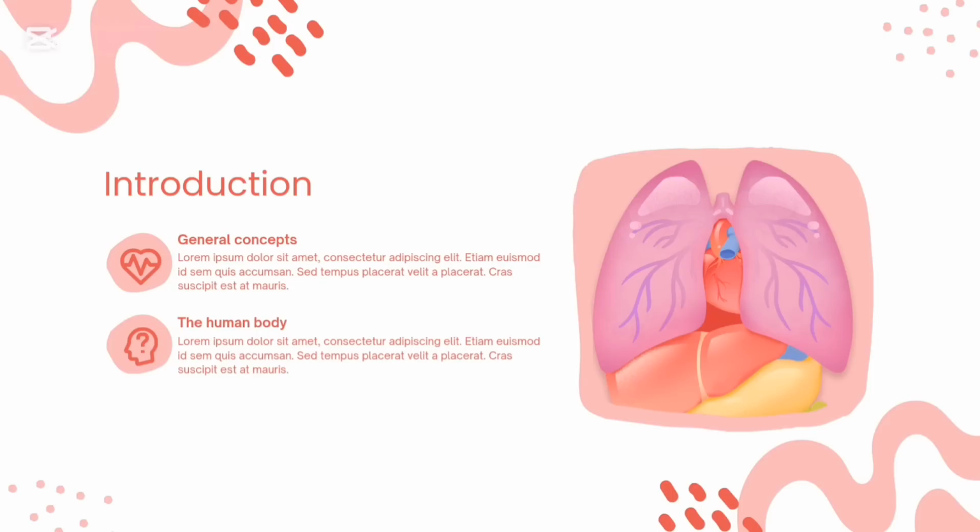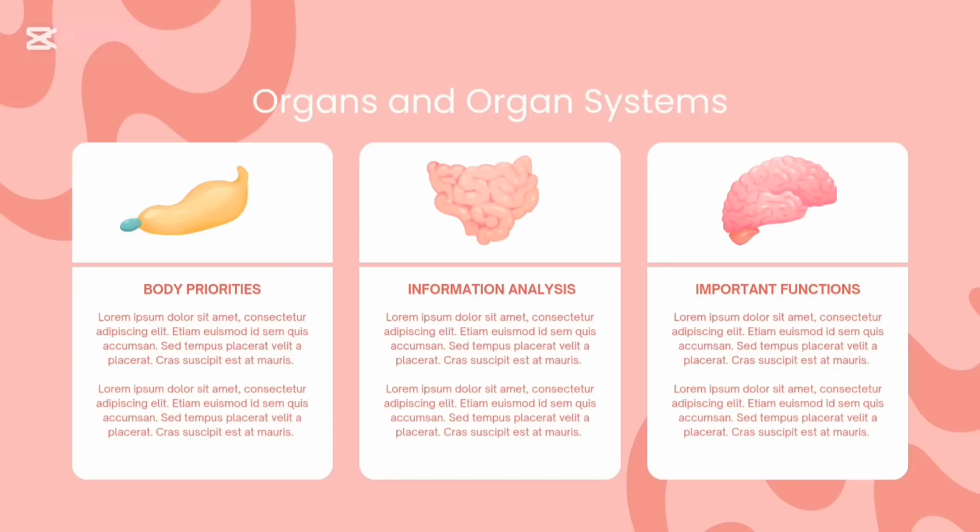Organs also work together in systems, which are groups of organs that perform related functions to maintain homeostasis, the body's ability to maintain a stable internal environment despite external changes. The human body can be seen as a highly organized system, with different levels of structure.